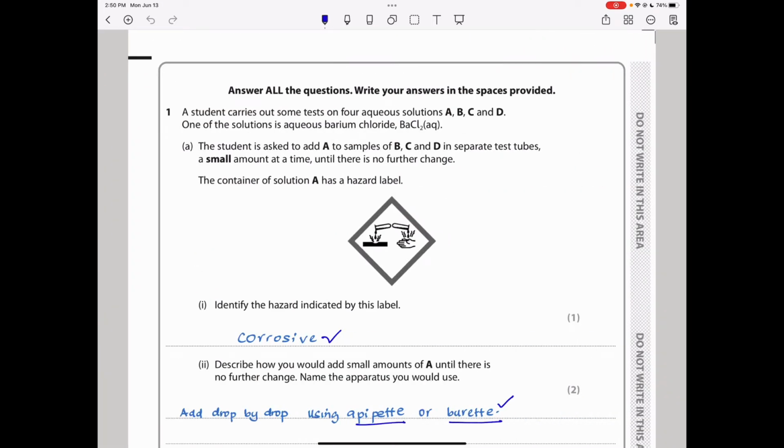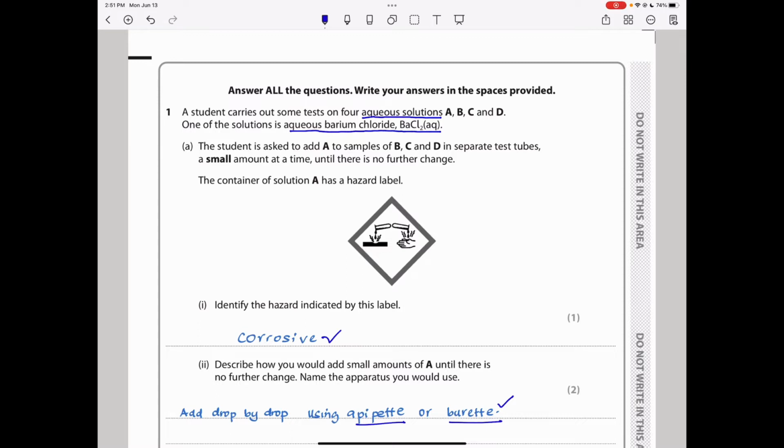A student carries out some tests on 4 aqueous solutions. They are solutions A, B, C, and D. It's usually important when you're reading to try and underline some important things that could help you when you're trying to answer the question a little bit later. So here we can see they say these are aqueous solutions A, B, C, and D. One of the solutions is aqueous barium chloride. So they've given us barium chloride, the identity, but they've not told us if it's A, B, C, or D.